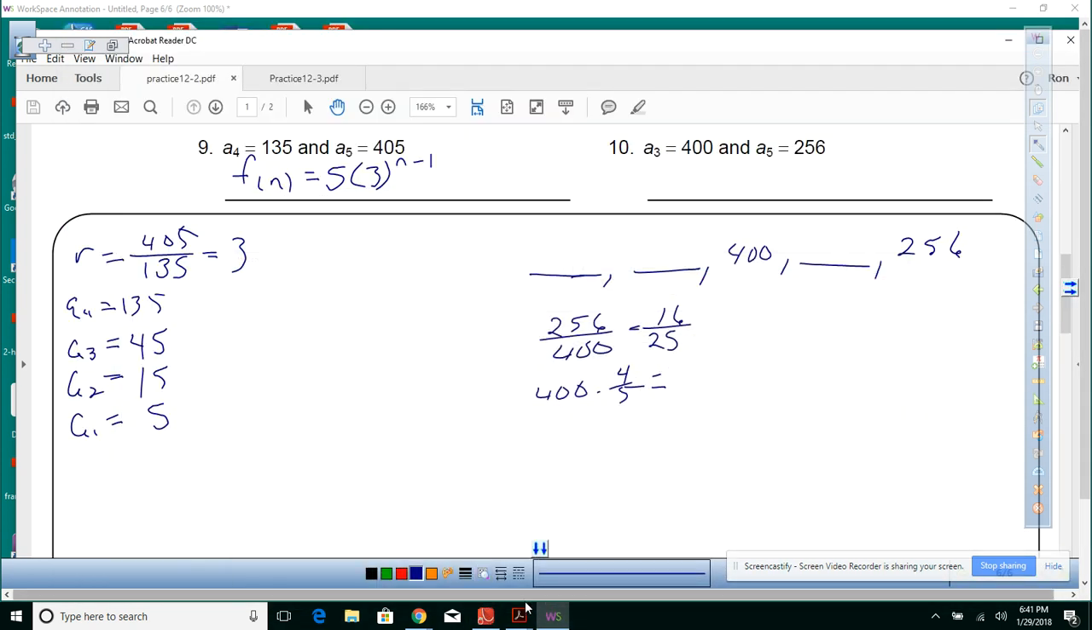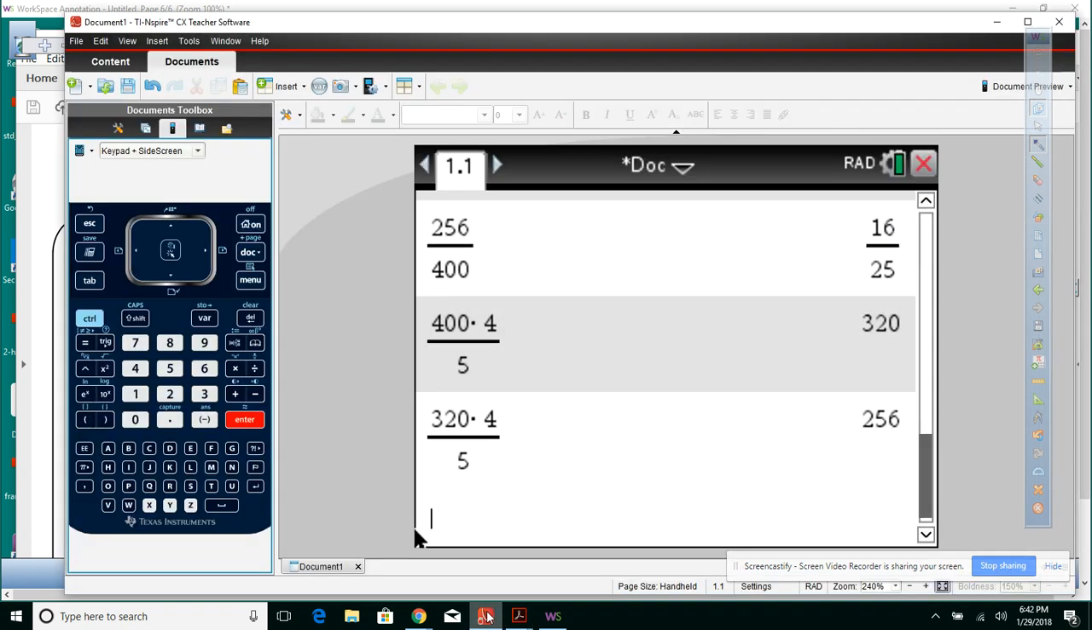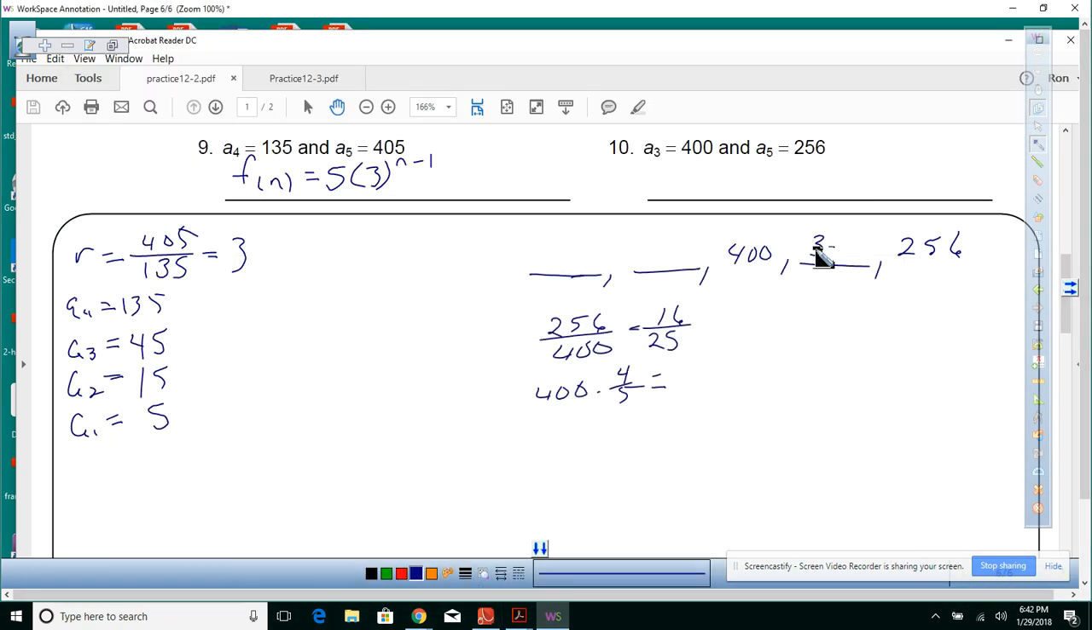All right. So we can put 320 goes in here. Now we got to find this one here. We found our r. R equals 4/5. So if we got 400 equals, and we don't know what a sub 1 is, and that's times r, which is 4/5. And then this is the third term, so that would be 3 minus 1. Well, 3 minus 1 is 2, so we got 2. So what do we got here?